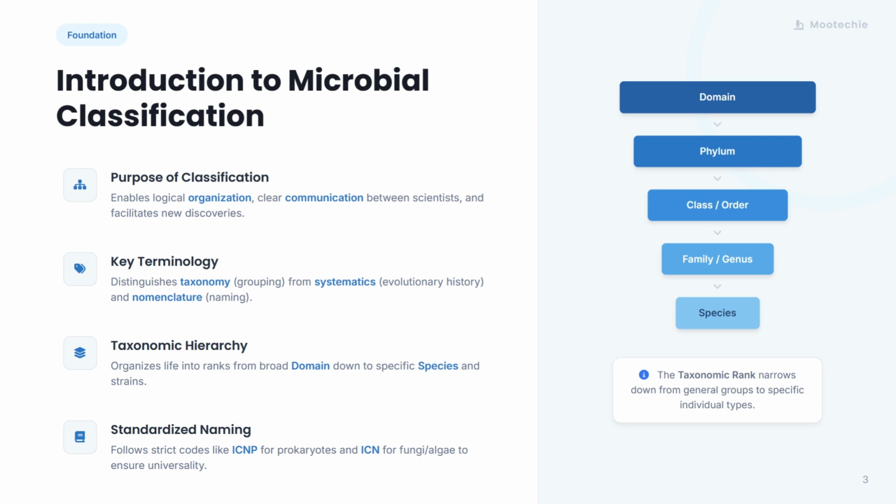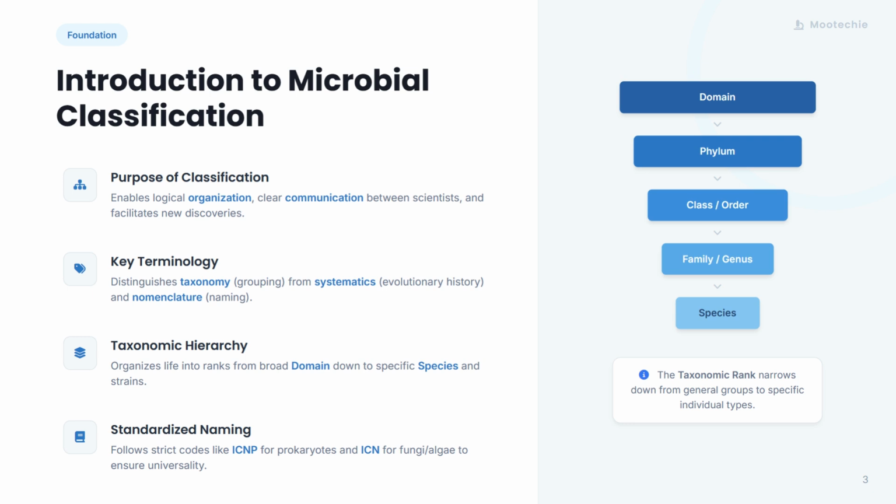Key terminology. Distinguishes taxonomy from grouping, systematics from evolutionary history, and nomenclature from naming. It's helpful to remember taxonomy is about creating the groups, systematics studies their evolutionary relationships, and nomenclature gives them official names. Taxonomic hierarchy organizes life into ranks from broad domain down to specific species and strains. Think of this like an address, going from a large country down to a specific street number.